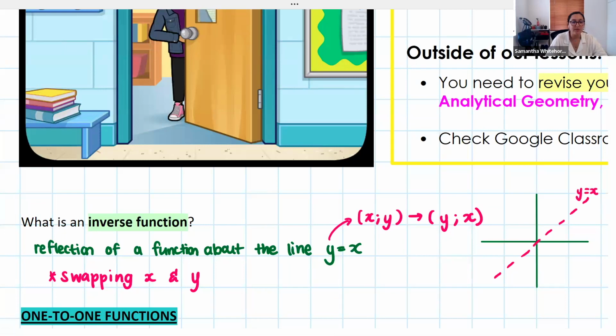Remember, y equals x means if x is 1, y is 1. If x is 2, y is 2. If x is 3, y is 3. If x is -1, y is -1. X is -2, y is -2, and so on.